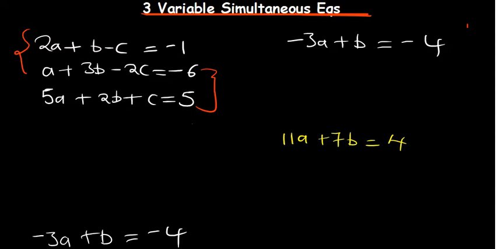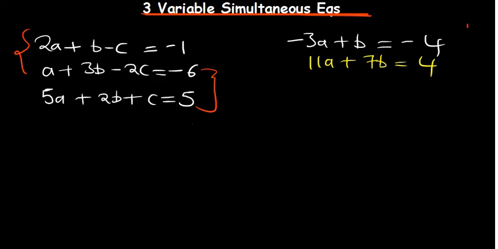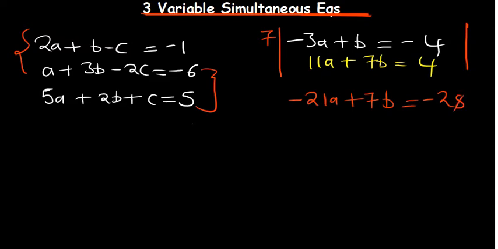Okay, so I still want to deal with simultaneous by elimination, right? So which one can we easily eliminate between A and B? Let me eliminate B. So I'll just multiply the first equation by 7, right? So we're going to have -21a plus 7b is equal to negative 28. And then we have 11a plus 7b equal to 4.